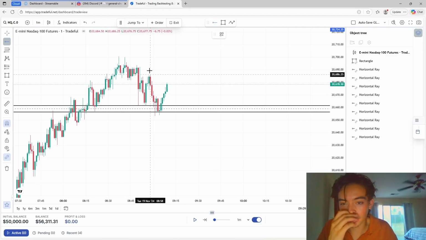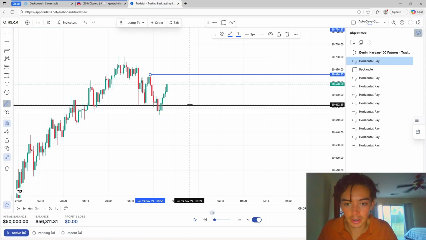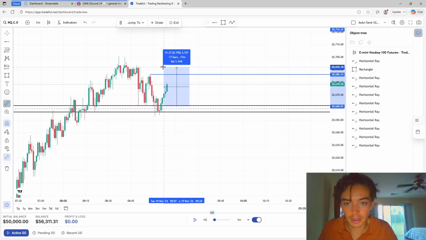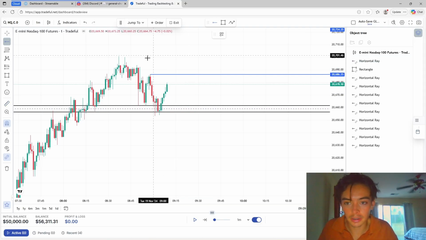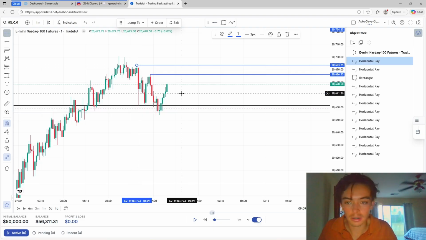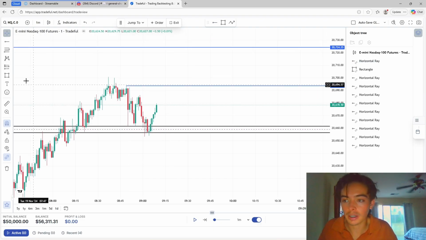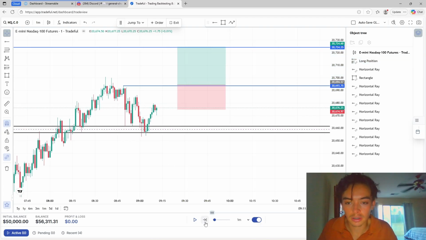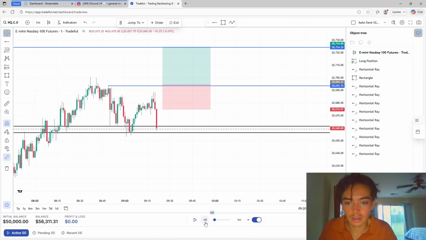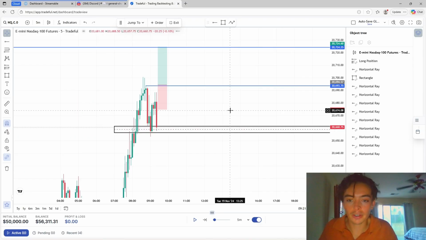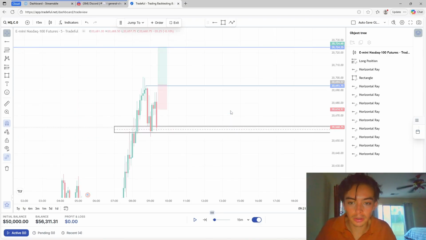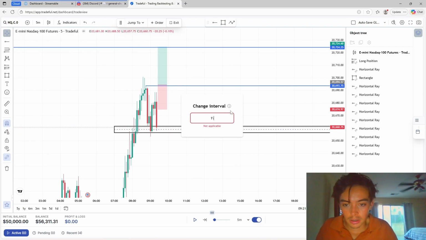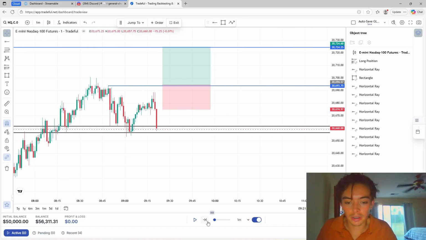I'd probably take it after, jeez, maybe something like this. It's not going to be too bad. Take it like this, all the way into that daily gap. Or we might just go lower too. I mean, who knows? Keep playing this out though.